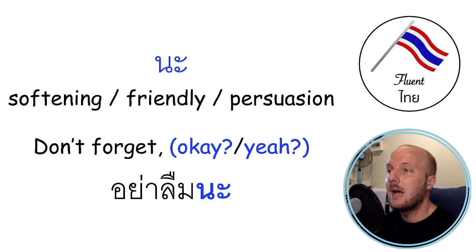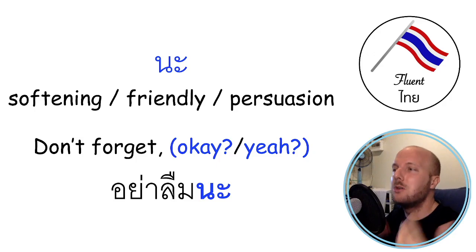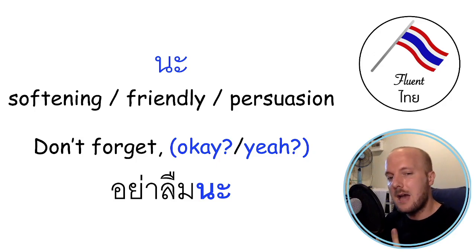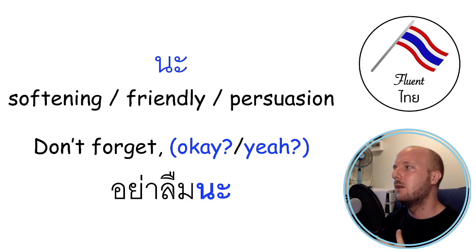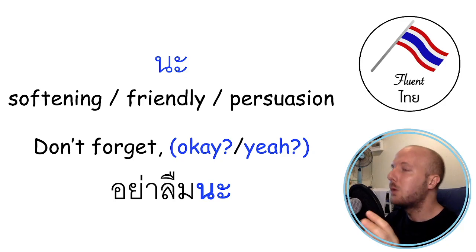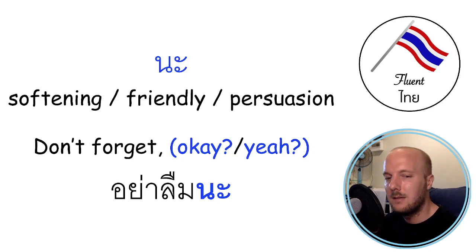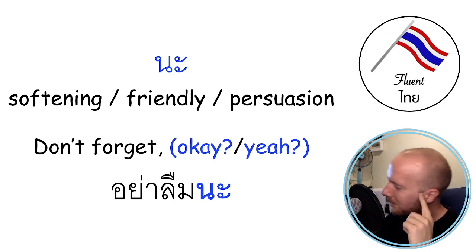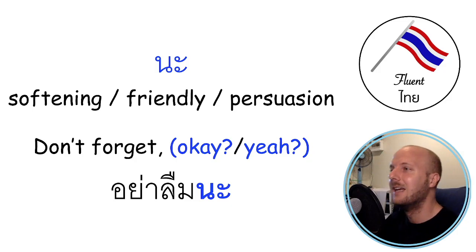Well, in English, we might add the word, okay, yeah, like, don't forget, yeah? It's that kind of emotion, that kind of mood, that kind of feeling. It could be okay or yeah. So I'm going to suggest that you equate the word, equivalent. Is that the word? Equate the word na kind of like to the same way we say yeah or okay in English.